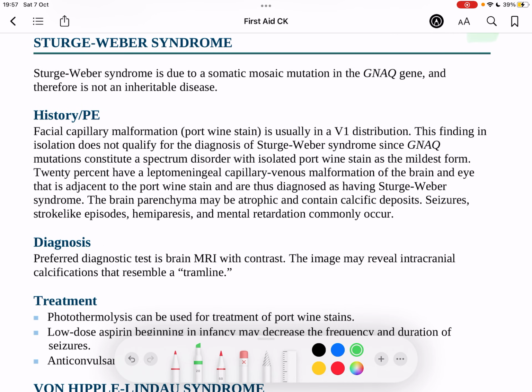So Sturge-Weber syndrome is due to a somatic mosaic mutation in the GNAQ gene, and this is something that was covered in step 1. Just to jog your memory, somatic means that it's not in the germline, so it's not passed on from a parent's gonads. It's instead in your somatic cells. And mosaic just means that some of your cells have the mutation, some of your cells don't, okay? And GNAQ is associated with the Gs signal pathway.